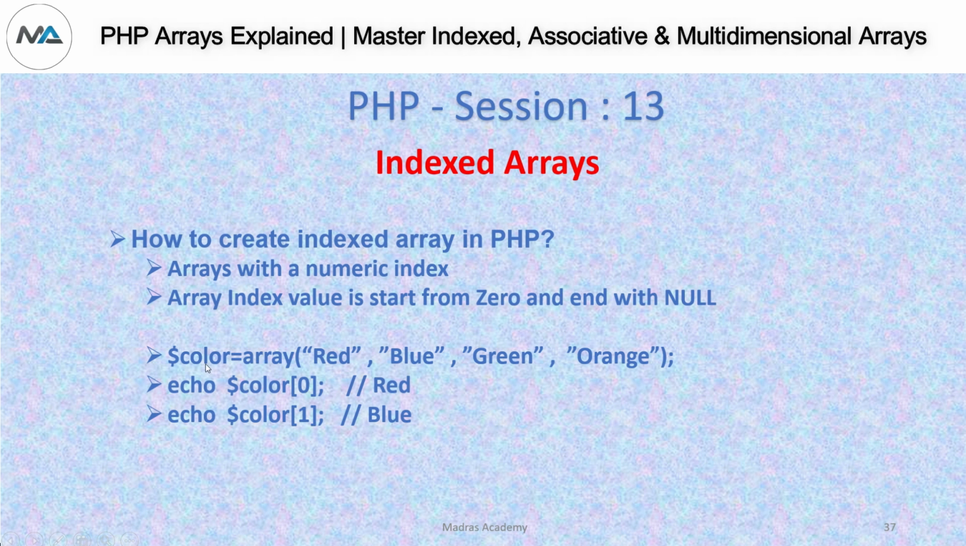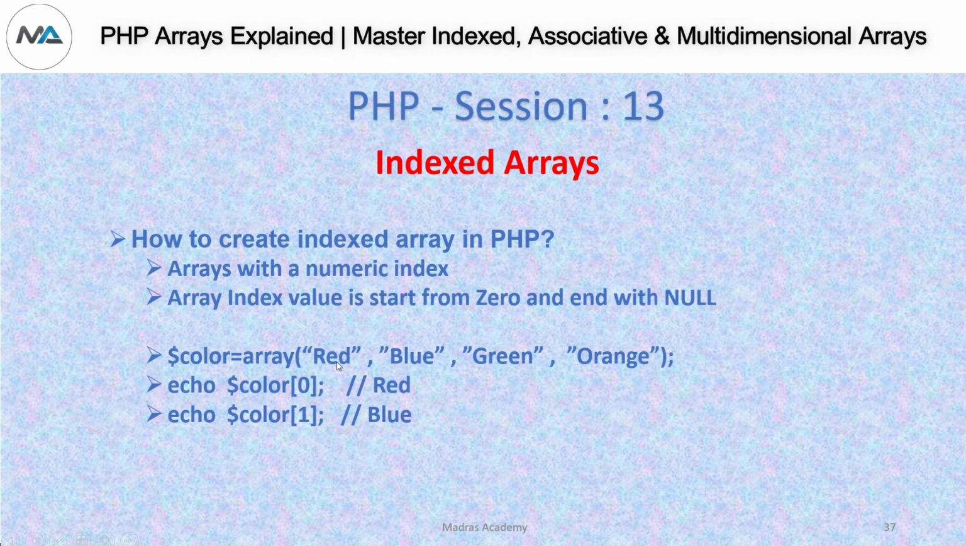If I create an array, consider I have $color equal to array. Within the parenthesis, I have some colors, and here I used red, blue, green, orange. If you need, you can add green one more time also, and this array will allow duplicate elements. Like this I created an array.